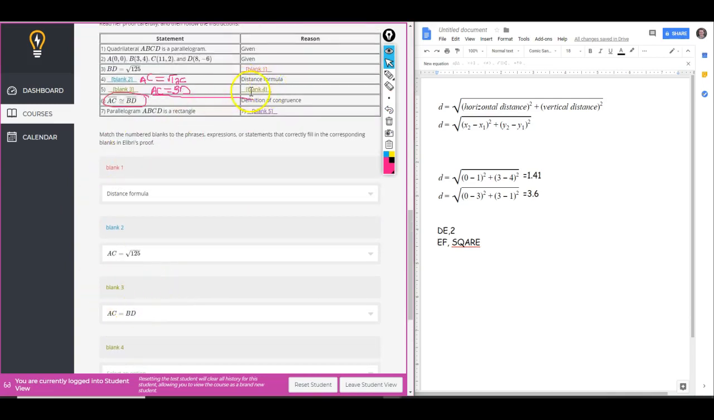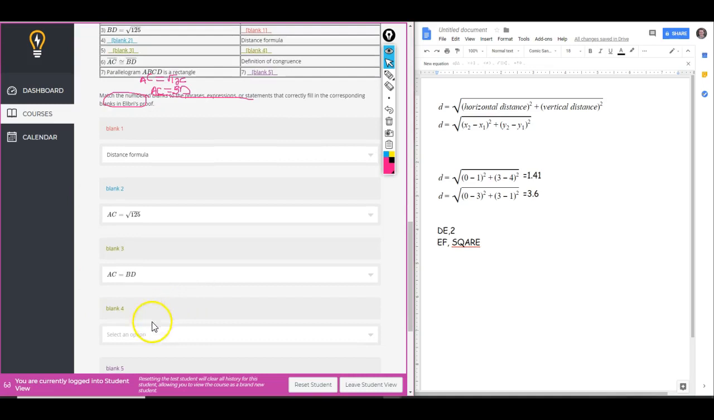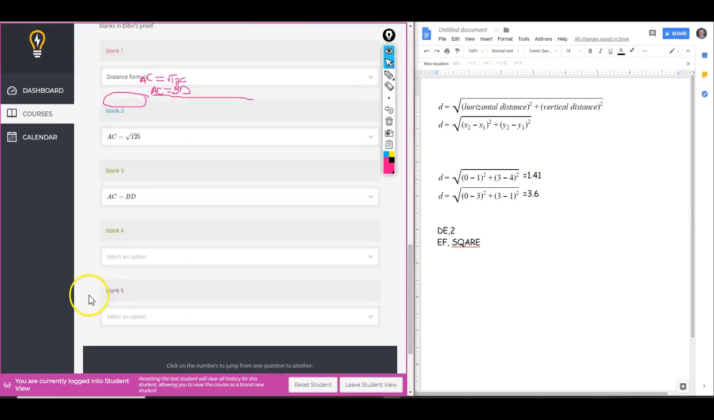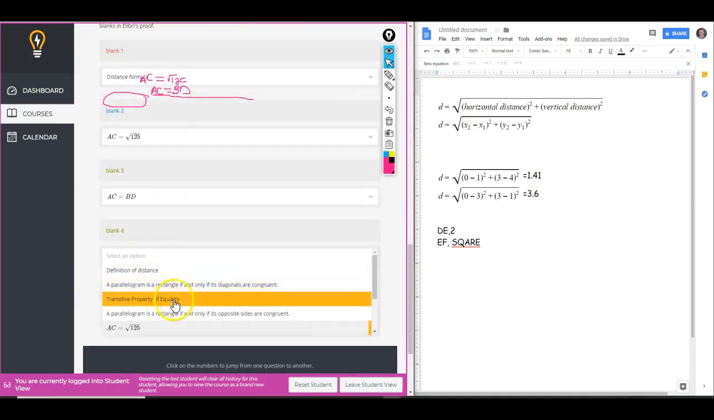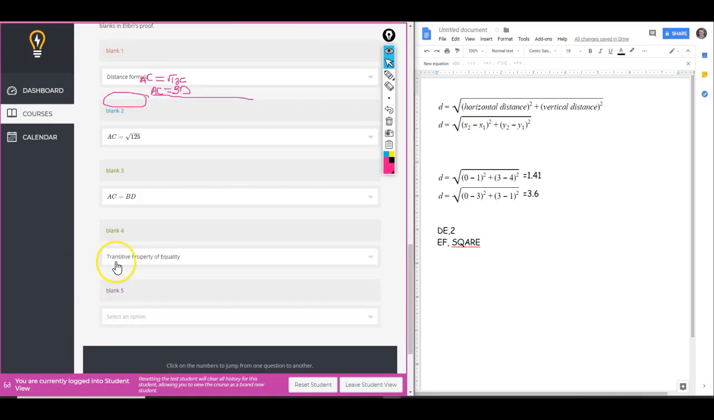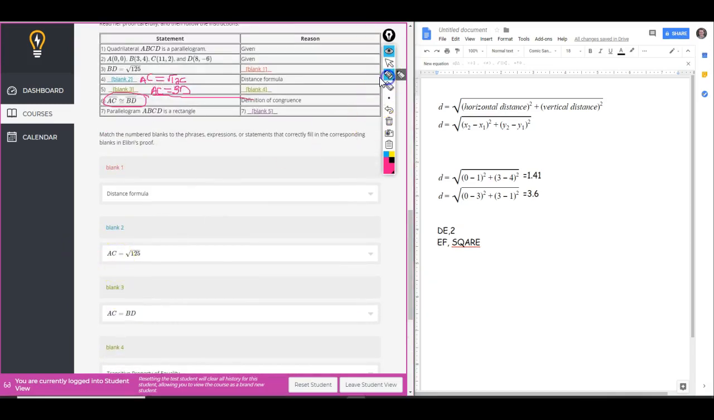Now blank 4, how do we know that? It is a property that I hope you have become familiar with already. It's called the transitive property of equality because they both equaled the square root of 125. So then they just connected the first statements instead of listing out the square root of 125. So it's like they just jumped that middle step. So it is the transitive property.